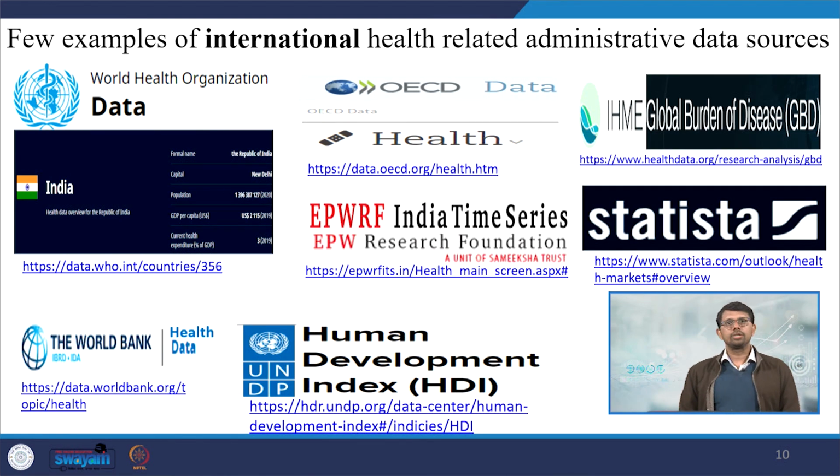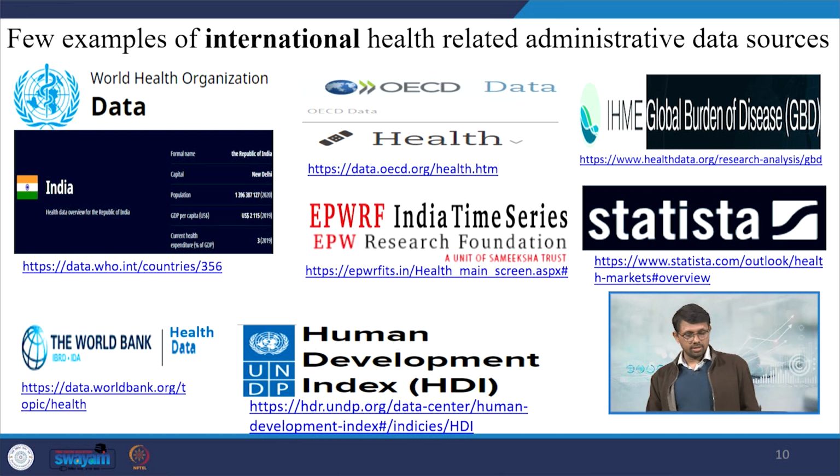Few examples of international health related administrative data sources are mentioned here. For India, WHO is considered to be the best for comparison across the globe with India. So, hence we have given the link here. Another one is called the OECD data set for comparison. Even the EPWRF also gives a strong backup for time series analysis for international comparison as well, but with very limited information for comparison.